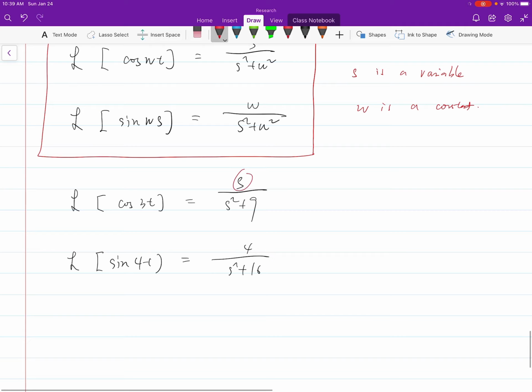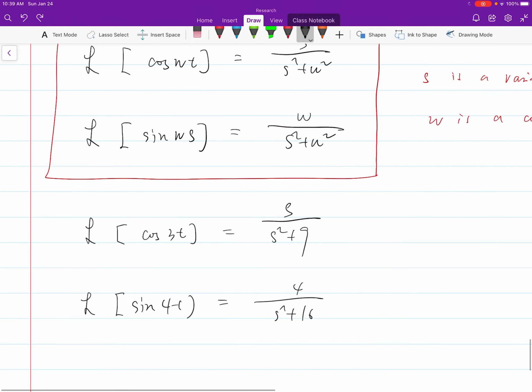So what you see here is a variable and a constant. So they are slightly different, even though they look symmetric. But s and omega, technically one of them is actually the variable and the other one is a constant. So they are different.